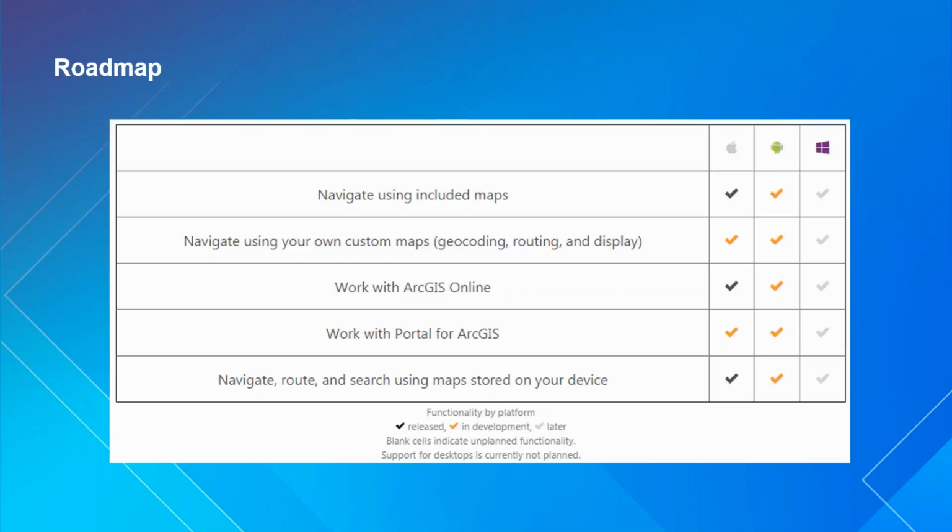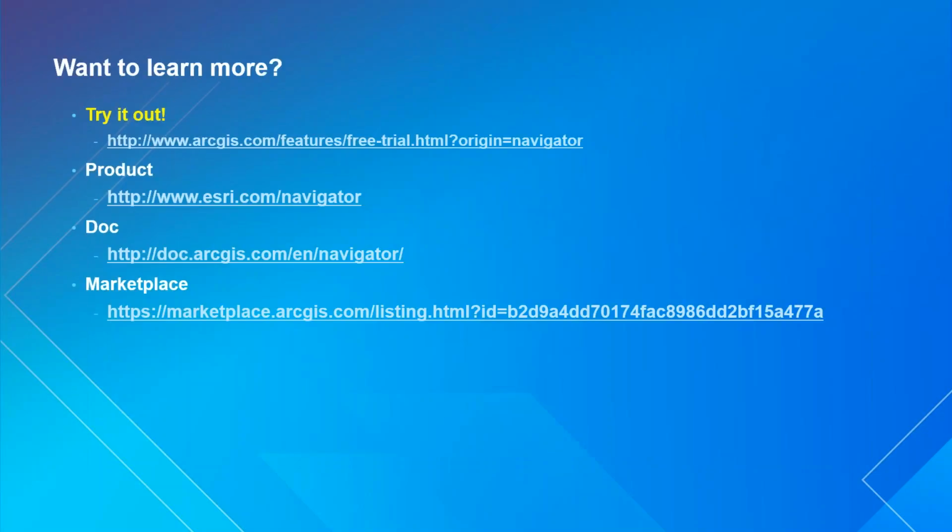So you can see here we've got in the roadmap. Right now, Navigator only runs on iOS, so on your Apple devices. It uses the included maps, works with ArcGIS Online, and it'll navigate, route, and search using the maps on the device. What we're working on is getting this plugged into Portal, getting it plugged in using custom maps, and supporting the other platforms, Android and Windows. Okay, so that's in development.